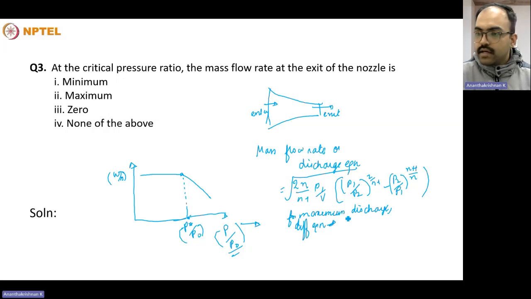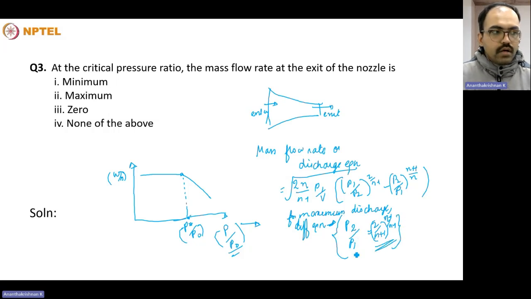And then we'll get a ratio of the pressures, P2 divided by P1, that is the outlet pressure divided by the inlet pressure, equal to 2 divided by n plus 1, to the power n divided by n minus 1. So it's a reverse analysis. For the mass flow rate to be maximum at the exit of the nozzle, the pressure at the exit should be equal to the critical pressure.